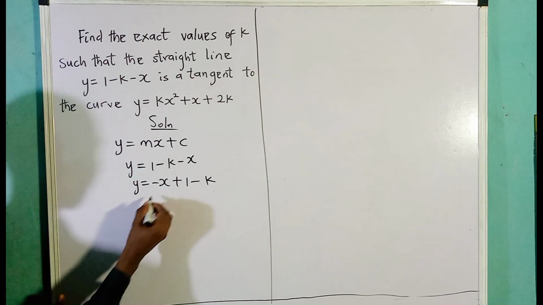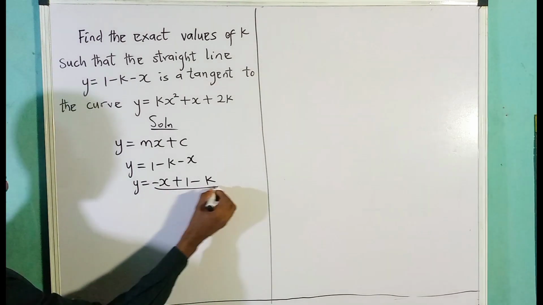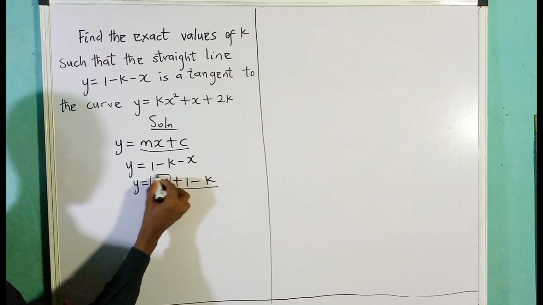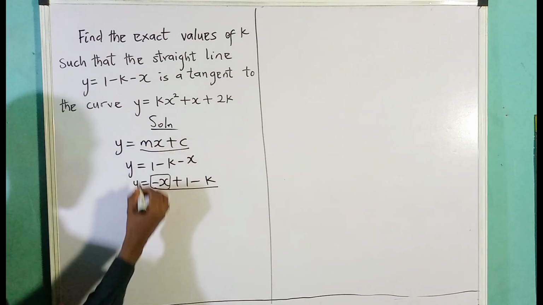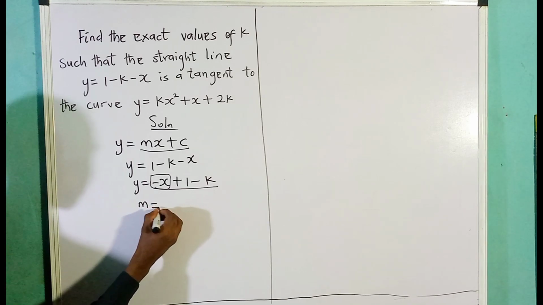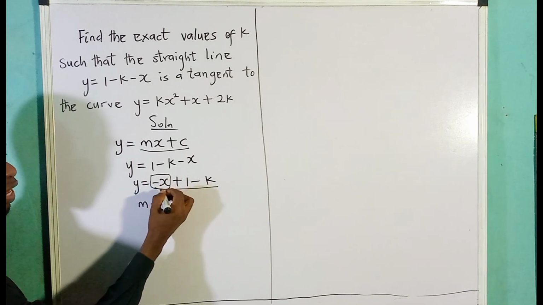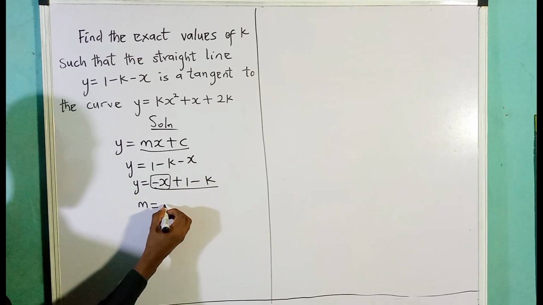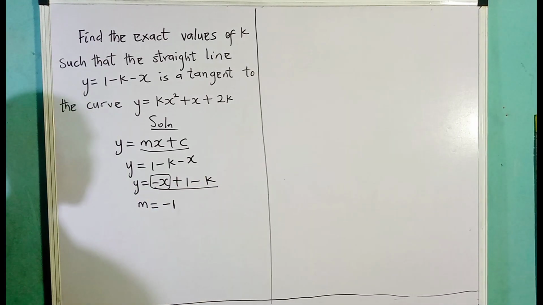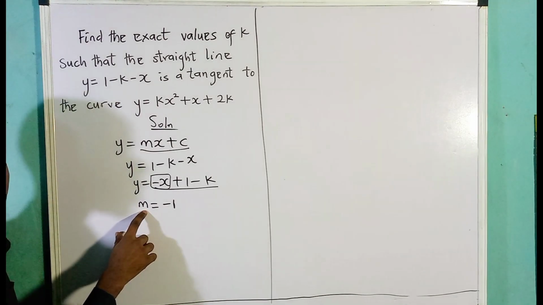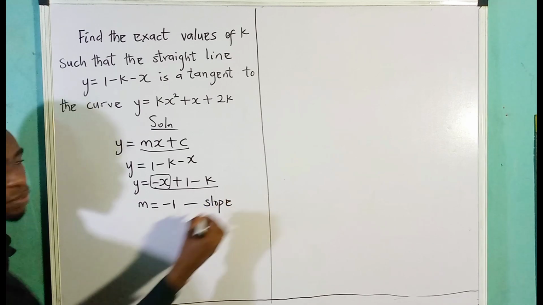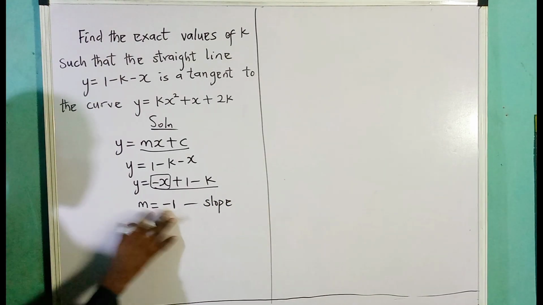Now, if you compare this particular equation with this equation, you discover that this has minus x and this has mx, and then m is equal to the coefficient of x here, which is minus 1. There's an invisible 1 there, so that's m equals minus 1. This is called the slope. You can also call it the gradient. So I'm going to call that the slope.